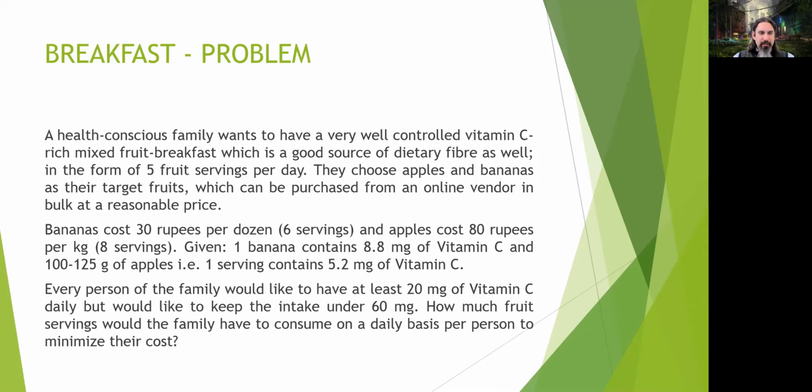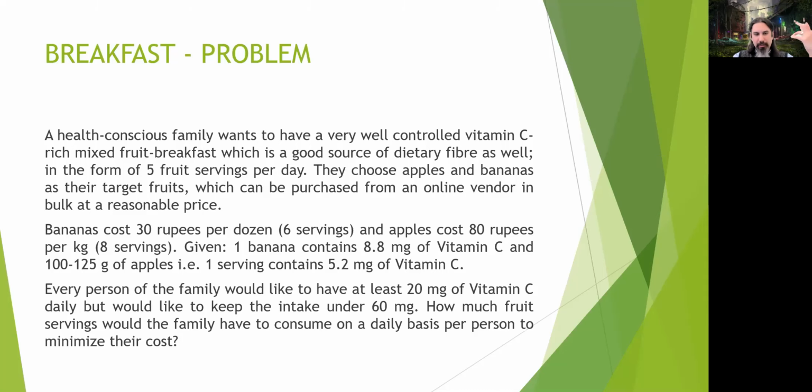Now, we have a breakfast example, which is actually pretty easy to model. A health-conscious family wants to have a very well-controlled vitamin C-rich mixed fruit breakfast, which is a good source of dietary fiber as well, in the form of 5 fruit servings per day. They choose apples and bananas as their target fruits, which can be purchased from an online vendor in bulk at a reasonable price. So we have 2 types of fruit servings, bananas and apples, which will be our decision variables. The decision variable will be from choosing apples and bananas, probably how many servings of them, you will see.